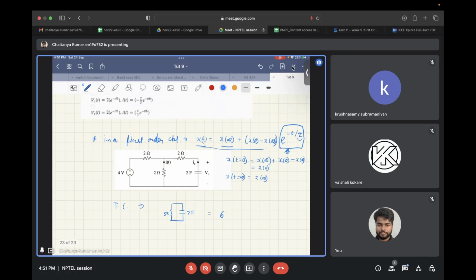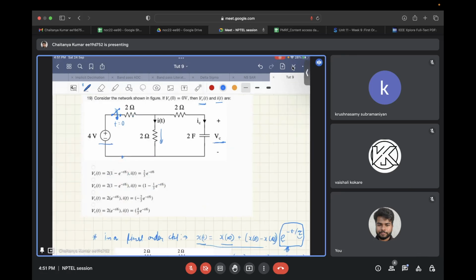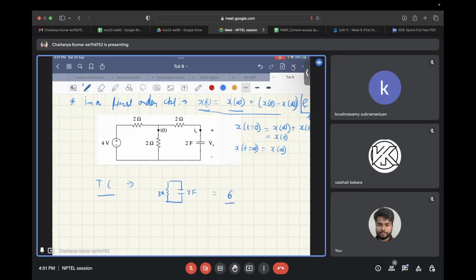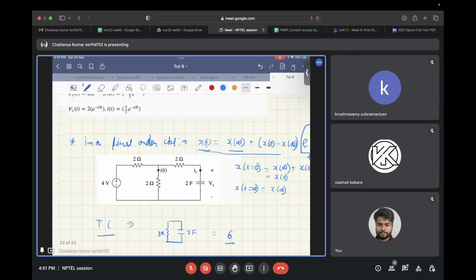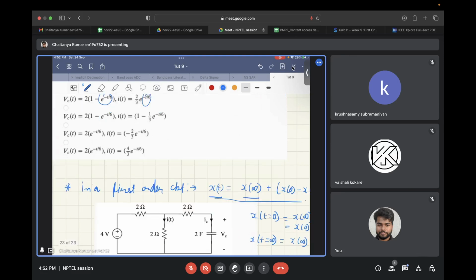And now the time constant. For finding the time constant, again de-energize the voltage source. So you have a 3 ohm resistor and a 2 farad capacitor, so the value of the time constant comes out to be 6. Now you can see in all the questions, in the exponential, the time constant has been given as 6. So it's e to the power minus t by tau, and tau is 6. So from this, you cannot eliminate any of the values.